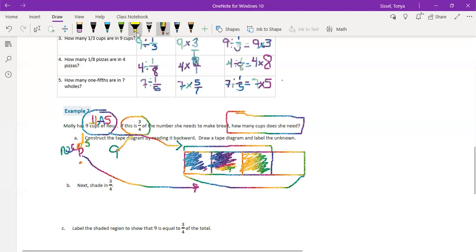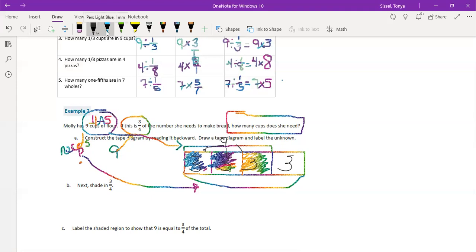So let me change so you can see it when I write on it. If this is all 9, then that means that this is 3, and this is 3, and this one is 3, because 3 plus 3 plus 3 is 9, right? So if everything is equal, that's 3.